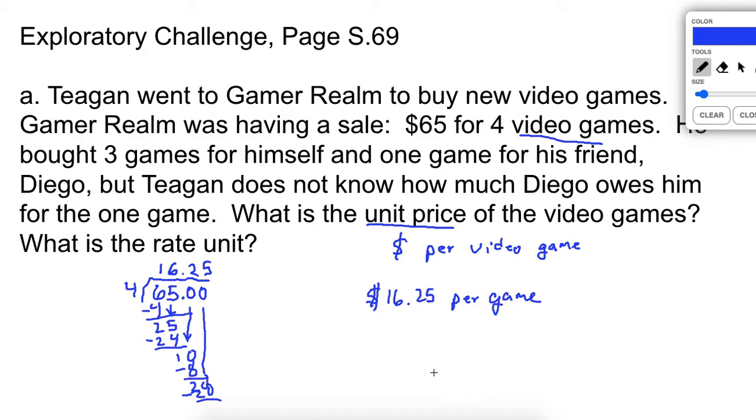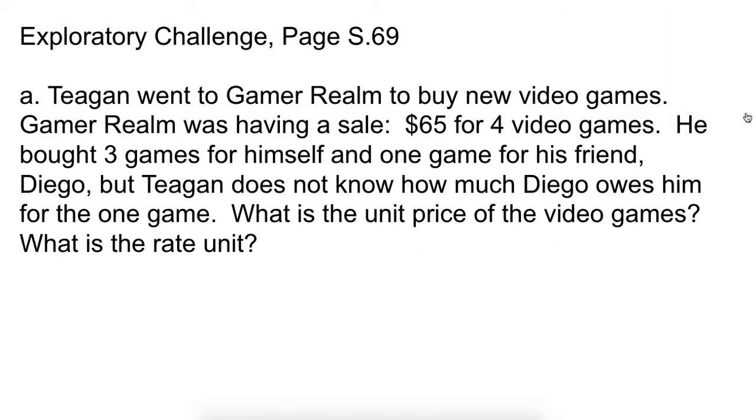Per game. Okay, so that's what he was doing, because each game costs that much, and since he just bought 1 game for his friend, that's what we would get: $16.25 per video game. Now what I want you to do is try the next problem on your own, then watch the video if you get stuck. We're going on to C. We're skipping B. We're going on to C on the exploratory challenge. So pause the video and try that on your own.